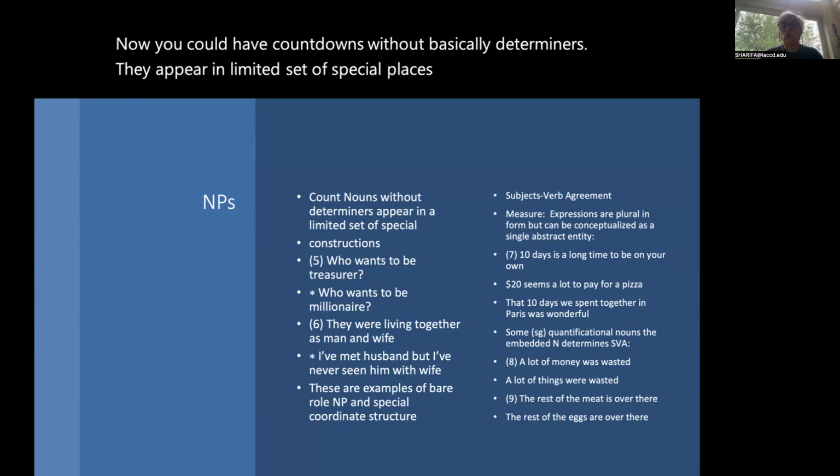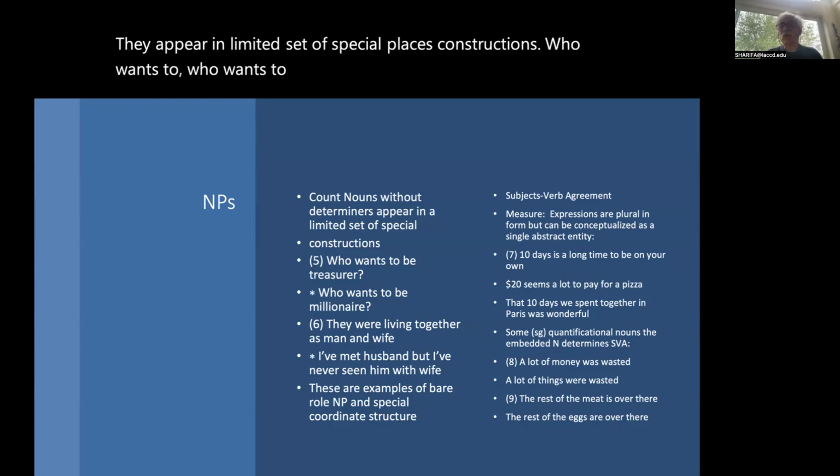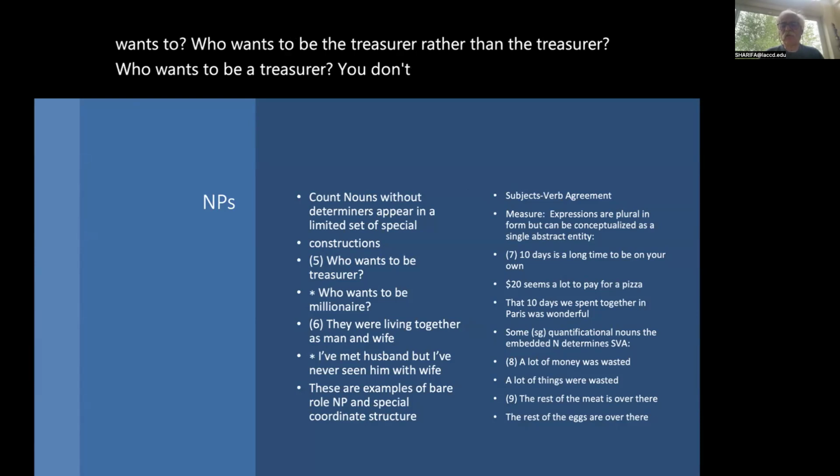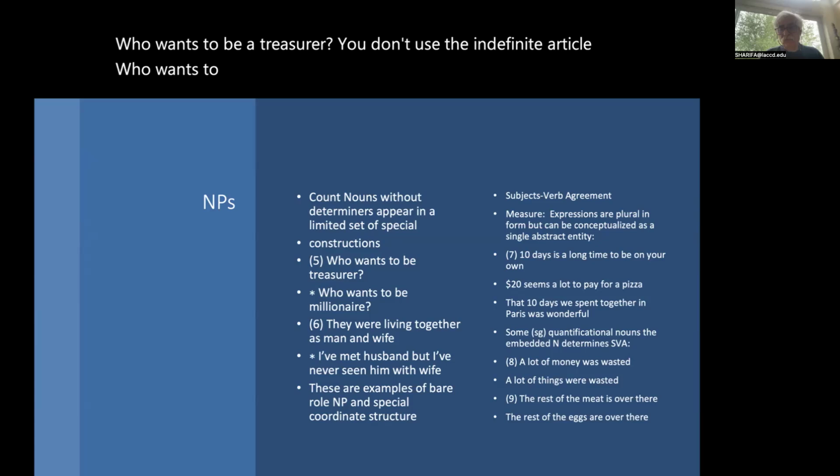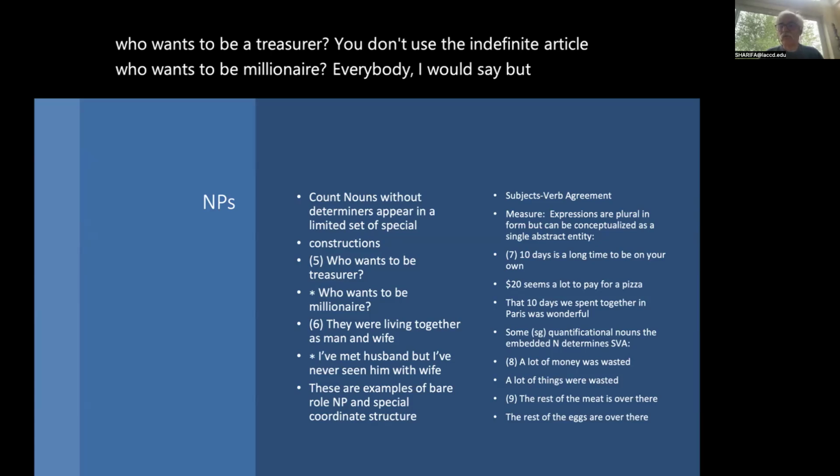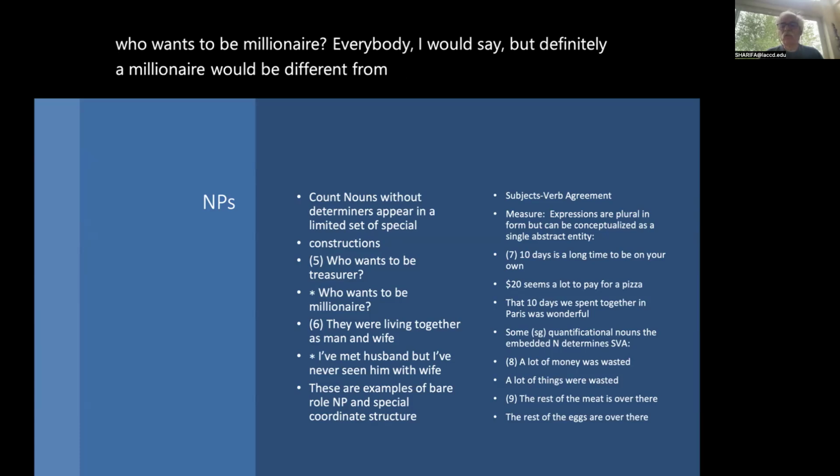Who wants to be the treasurer? Rather than a treasurer, who wants to be treasurer? You don't use the indefinite article. Who wants to be a millionaire? Everybody, I would say, but definitely a millionaire would be different from millionaire.